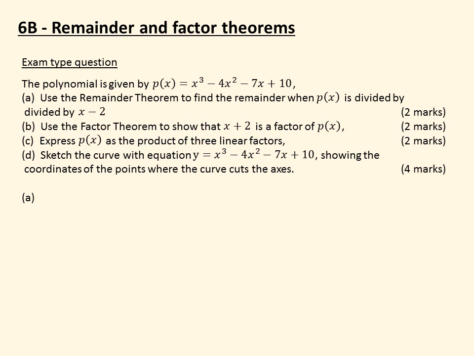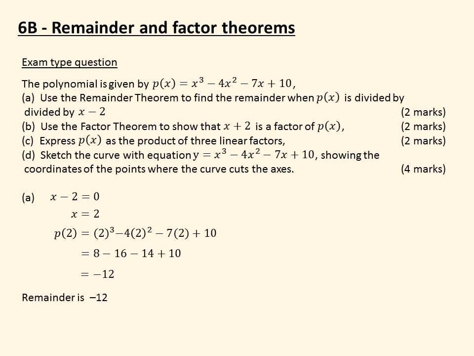So to remember what number to use, what x to put into p, we set the thing we're going to divide by, in this case x minus 2, equal to 0, and solve this. So in this case x equals 2. We need to evaluate p at 2. So if we substitute the 2 into the expression, minus 12. The remainder will be minus 12.